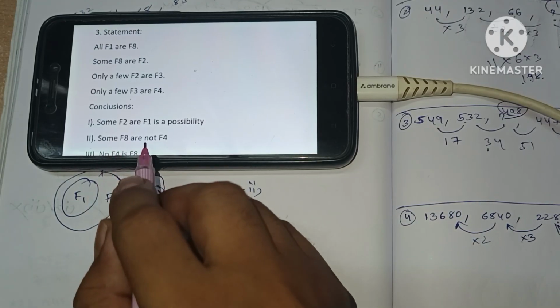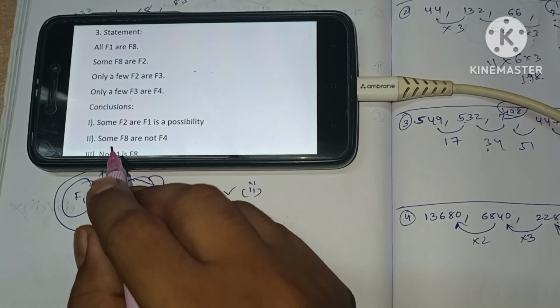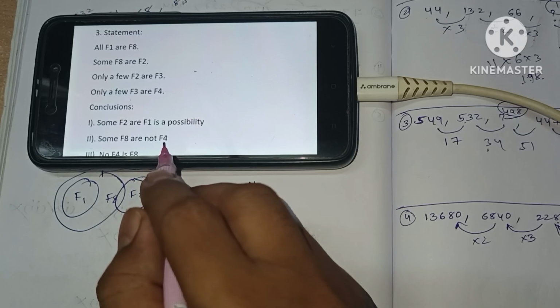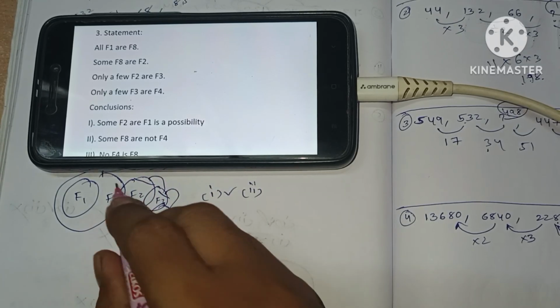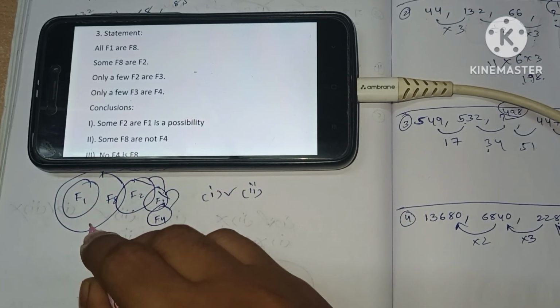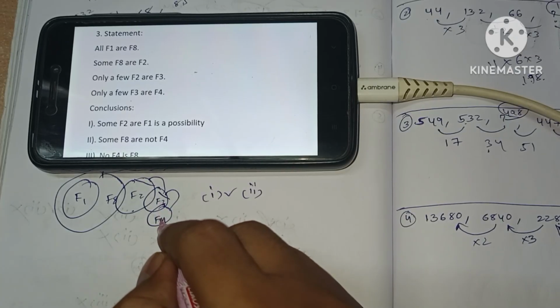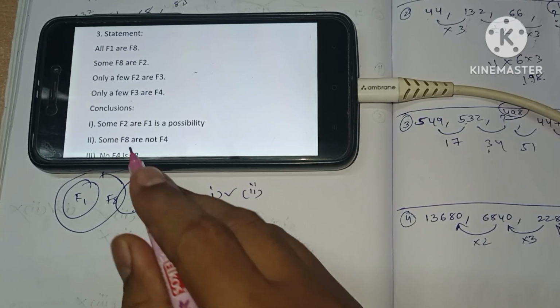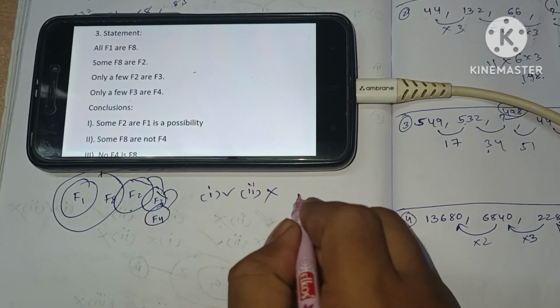Second conclusion. Some F8 are not F4. We check all F8 can be F4. All F8 can be placed inside F4, as it is possible. All case possible means some not case fails.